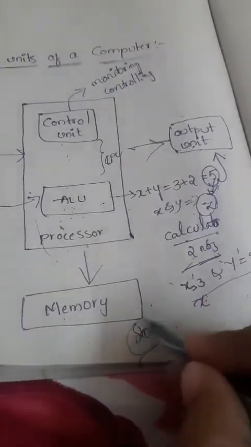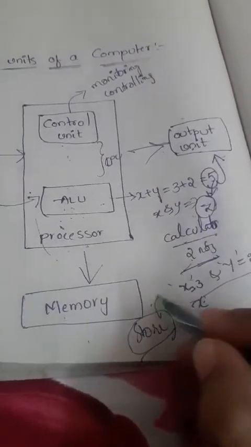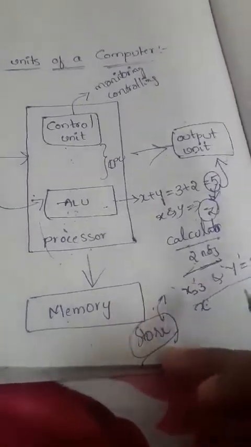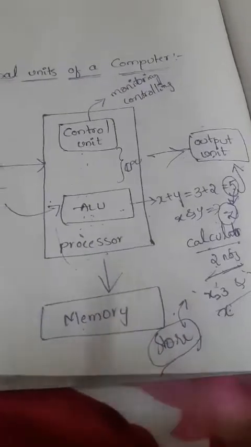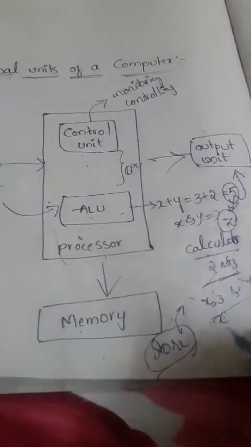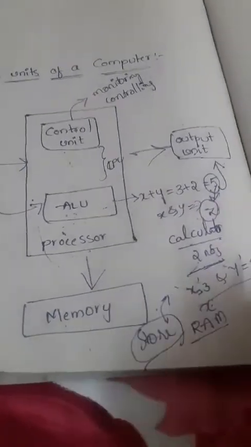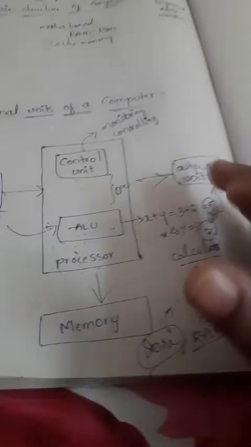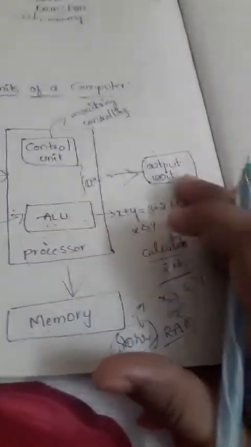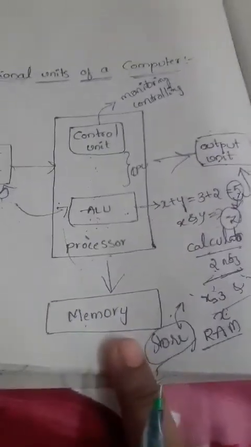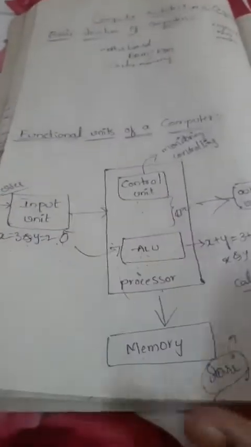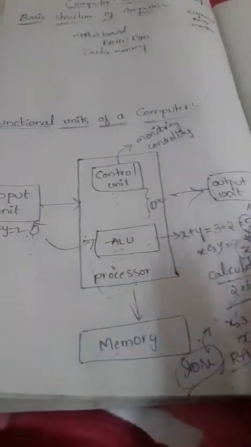So the memory unit's job is to store the information. That information we can store temporarily, not permanently. For that we use the memory as RAM. Whatever result we are getting, we can store in the memory box. So these are the functional units of the computer.